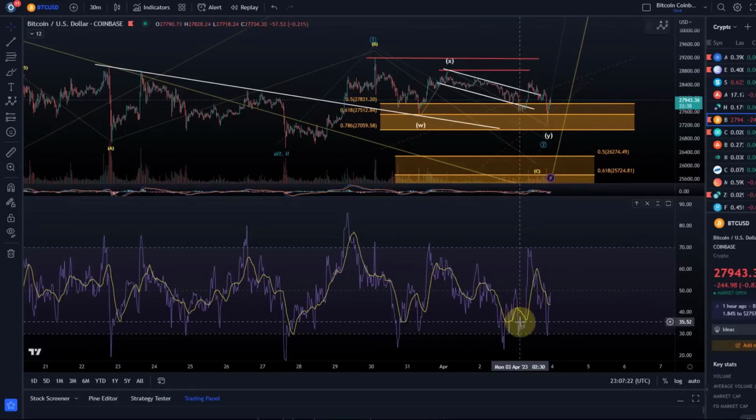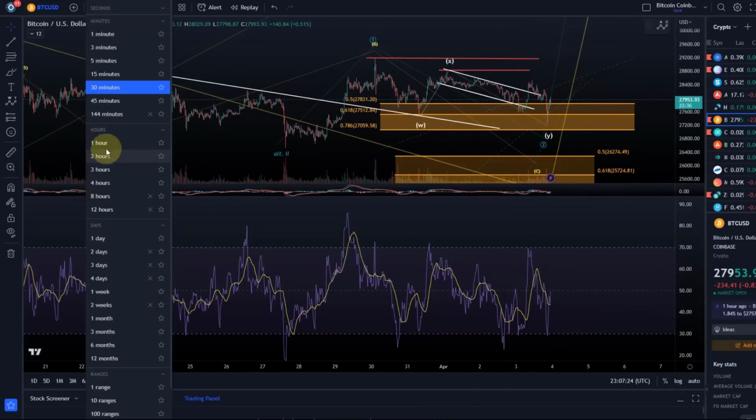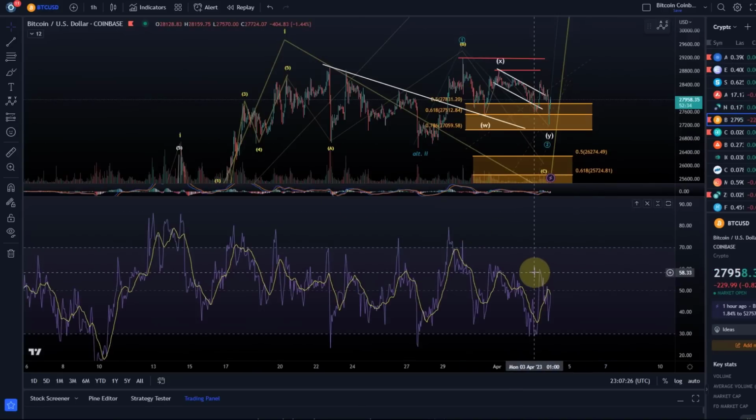Looking at the indicators, can we see anything exciting? Let's go to the 1 hour chart. On the 1 hour chart, we do see a bullish divergence. Well, we already reacted to it, obviously. But you had a lower low on the price chart, a higher low on the indicator. Typically that indicates that some kind of a reaction to the upside could happen, maybe even a more extended one.